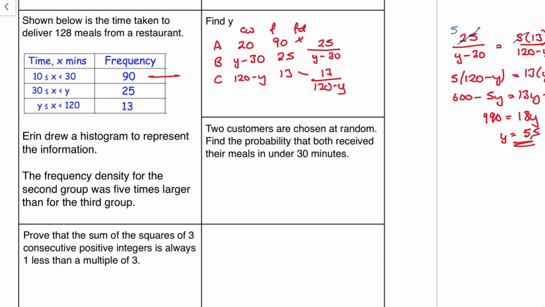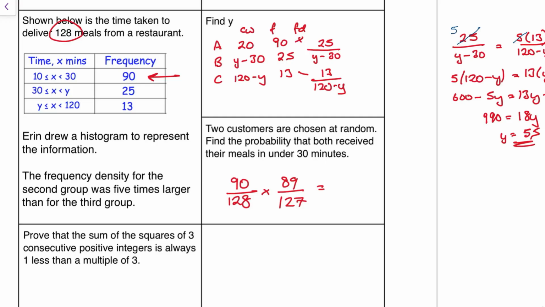So under 30 minutes means I just care about these customers here. The first customer is going to be 90 divided by, well, how many are there? The 128 meals. It talks about that in the question. So it's 90 over 128. The second customer, there's 89 to choose from and only 127 left.